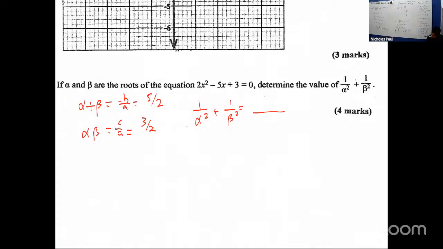You have two fractions, find the LCM, see what you get. Find the LCM. Find the LCM and see. Try find the LCM, right? Think about it.